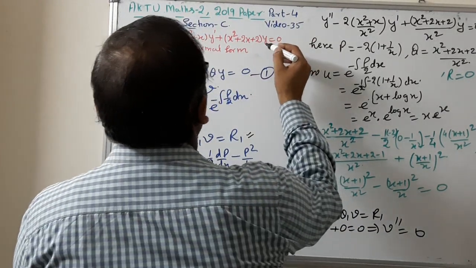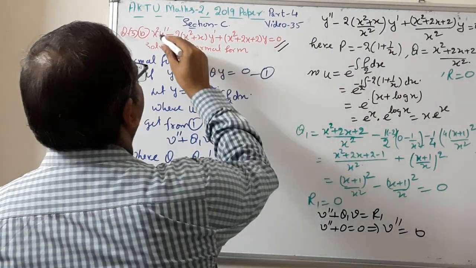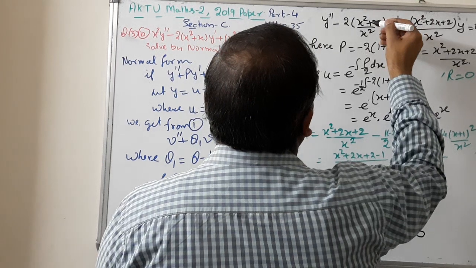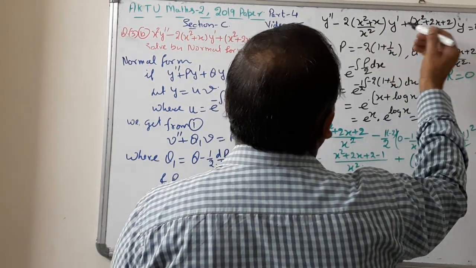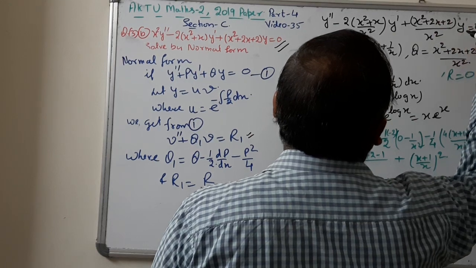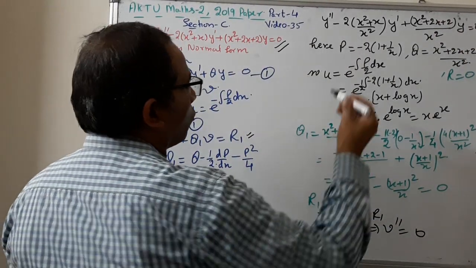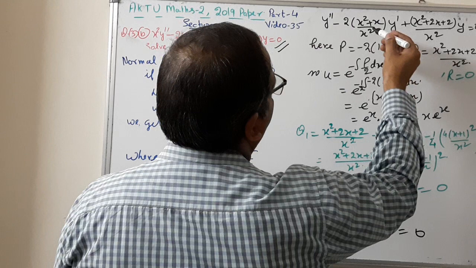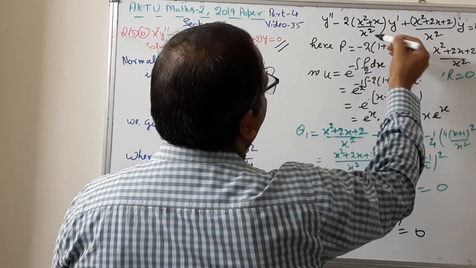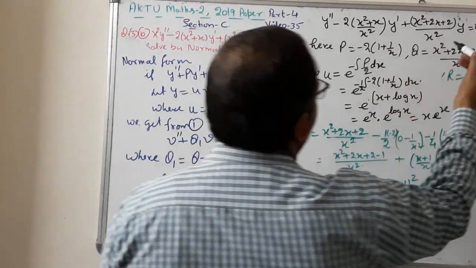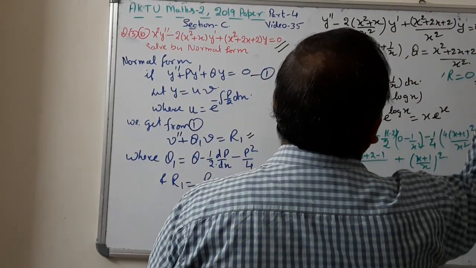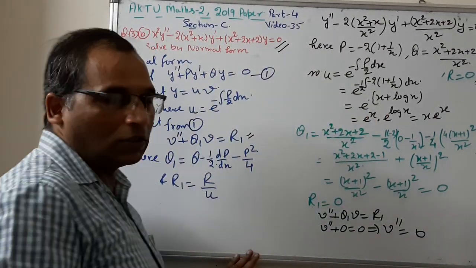So first we write this given equation into standard form. Divided by x square, we get y double dash minus 2 times (x square plus x upon x square) y dash plus (x square plus 2x plus 2 upon x square) y equal to 0. So p is equal to minus 2 times, this is x square upon x square is 1 and x upon x square is 1 upon x, and q is x square plus 2x plus 2 upon x square, and r is equal to 0 because the right hand side is equal to 0.